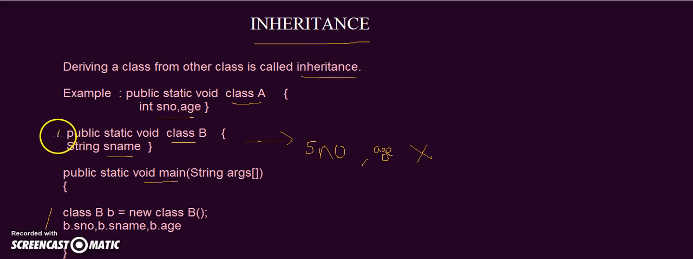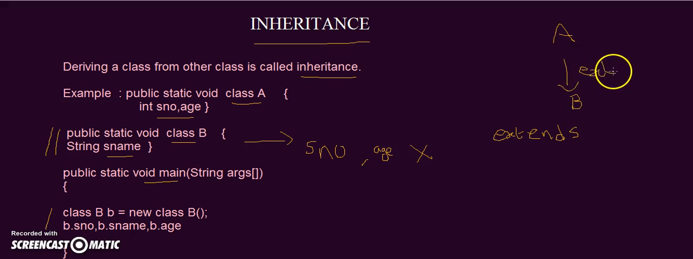Now what I will do is change the declaration syntax of class B by using a keyword called extends. What is this keyword called? Extends. When I use extends, it means the class is derived from the other class. That means if I have a class and I want to derive a class called B from A, then I have to use extends. That means class B is derived from class A.